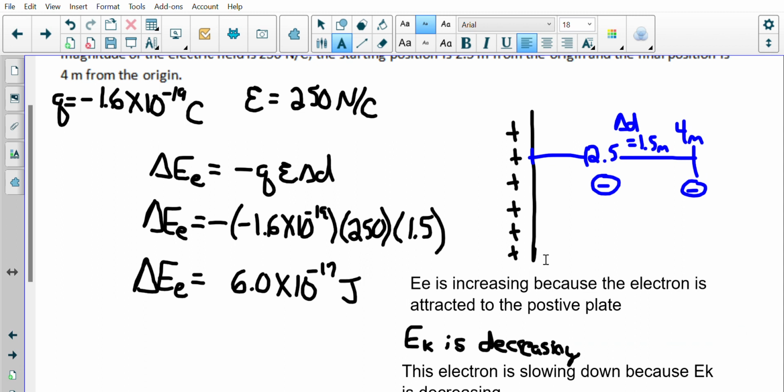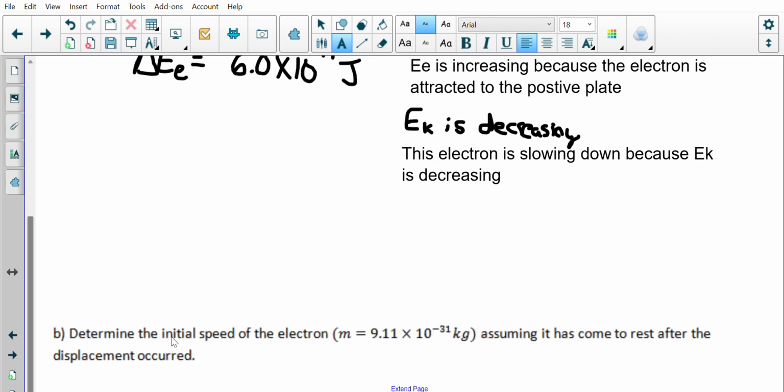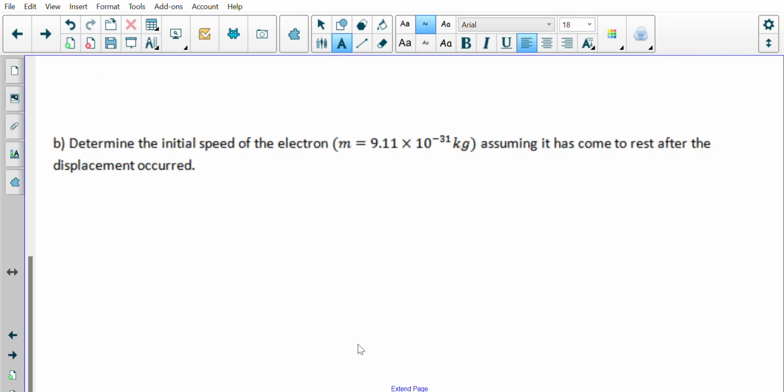All right, so our EE is increasing because, again, it's like a spring where we're pulling these two things that are attracted to each other apart. But if this electron was moving away from the positive plate, that attraction would slow that electron down. All right, now we get to the second part. So it was moving apparently. In B here, it says determine the initial speed of the electron. So now we're going to find the initial speed. There's the mass of an electron, assuming it has come to rest after the displacement has occurred.